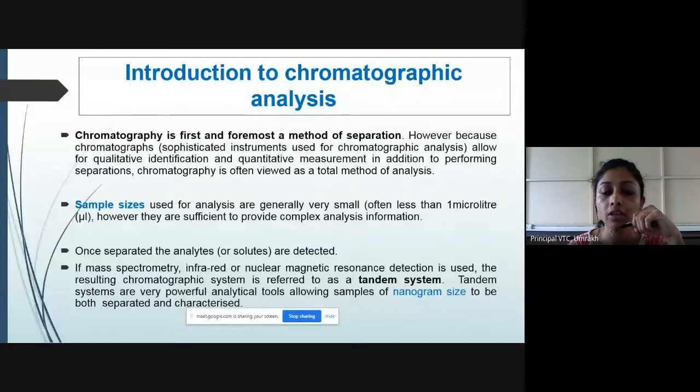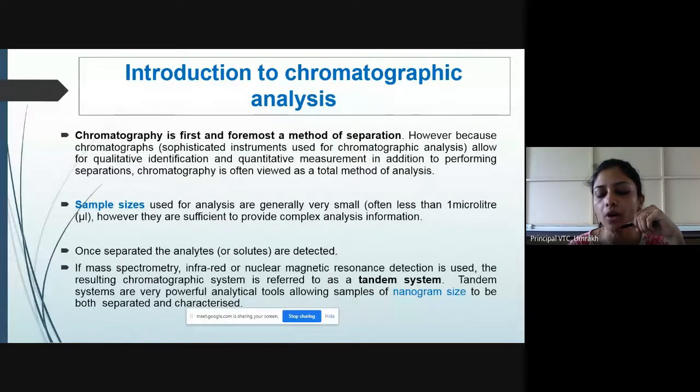Now, the most important thing in chromatography is the sample size. Even if your sample is in a very small quantity, even less than 1 microliter, we can analyze that sample and provide very good insight of information. We can go for complex analysis with this also. In HPLC and GC, we can measure up to 20-25 samples simultaneously.